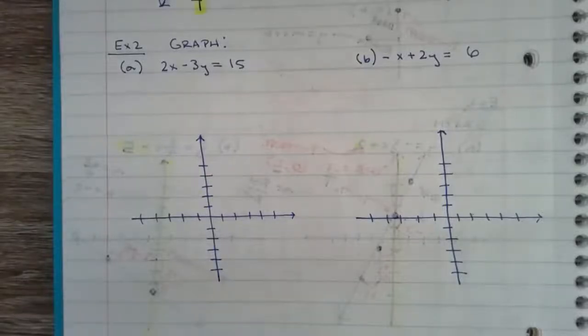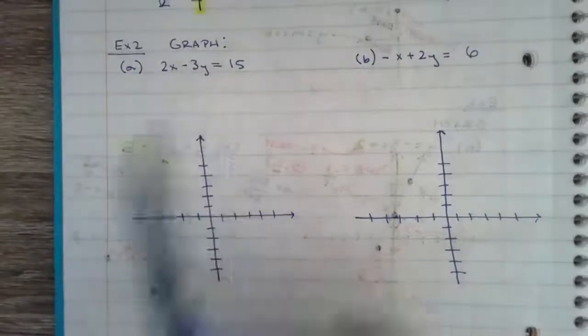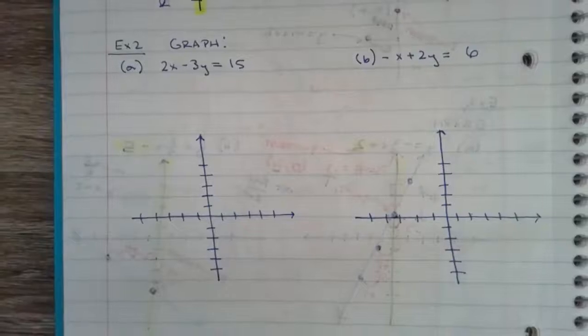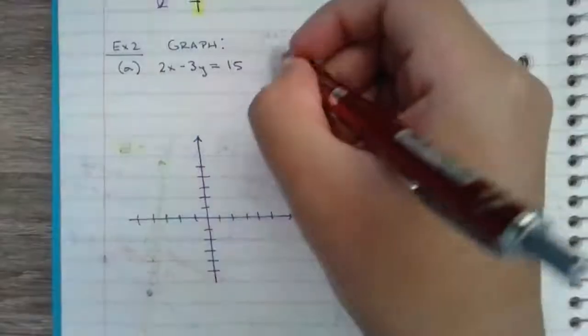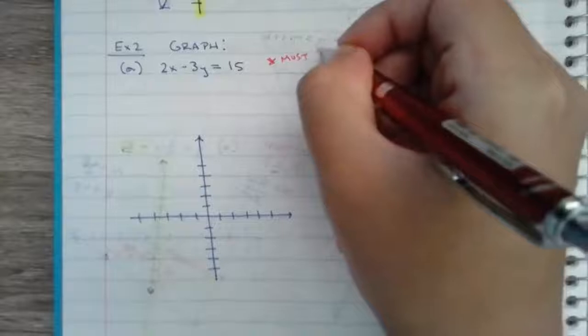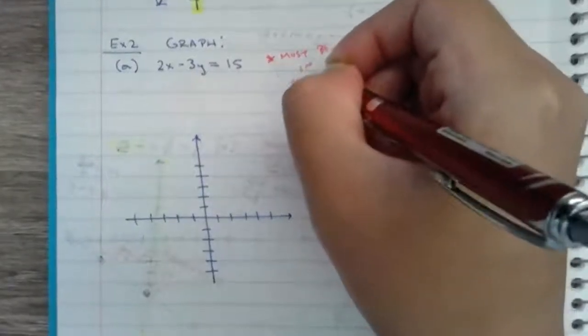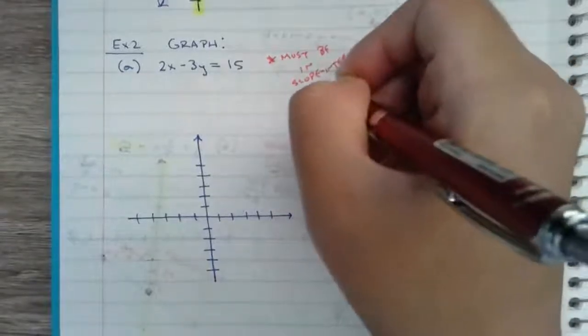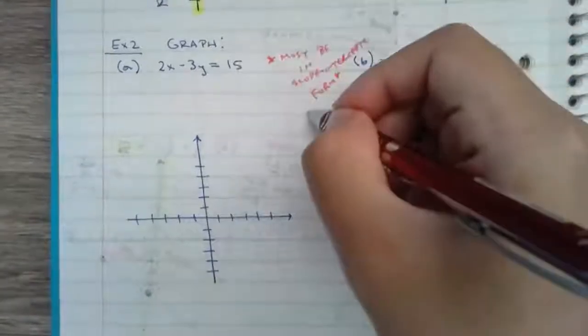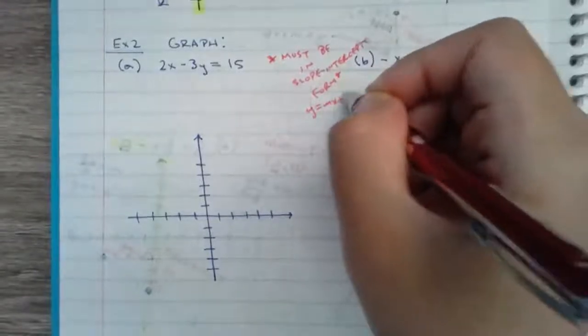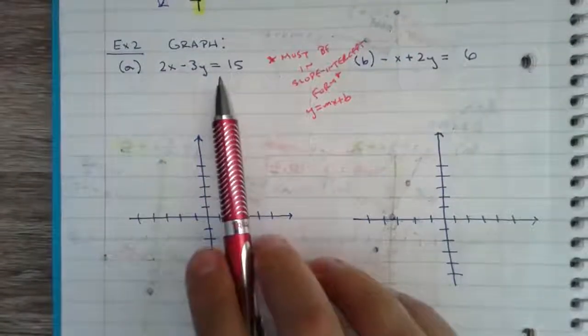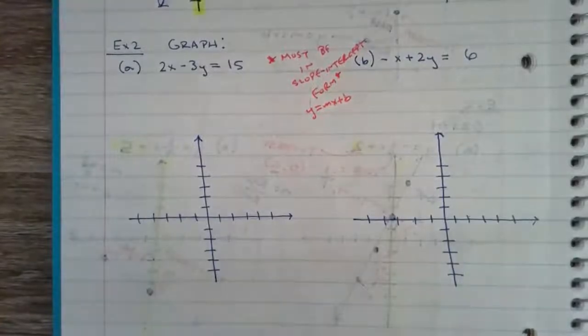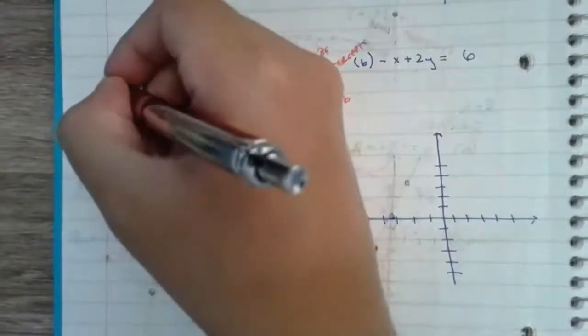Okay, so now we're going to graph 2x minus 3y equals 15. So now you may be wondering, oh, can we start graphing? Well, first, for you to graph, the equation must be in slope-intercept form. So it has to be in slope-intercept form, which means that it should look like y equals mx plus b. Is that y equals mx plus b, guys? No. So therefore, I'm going to solve for y.